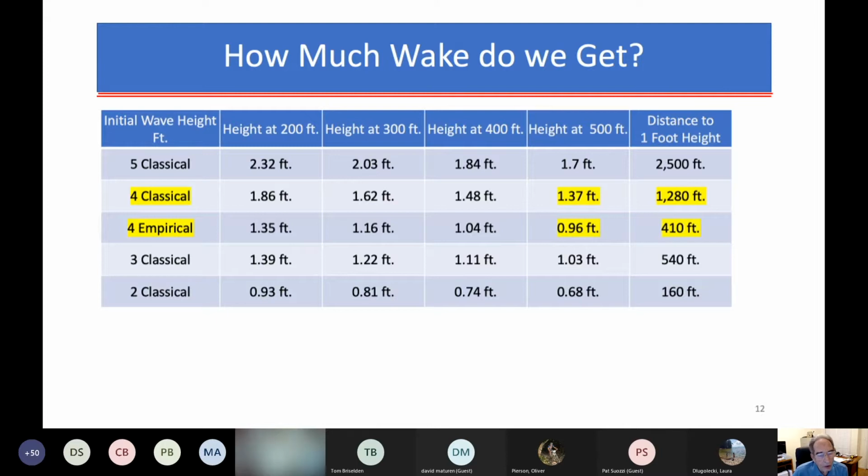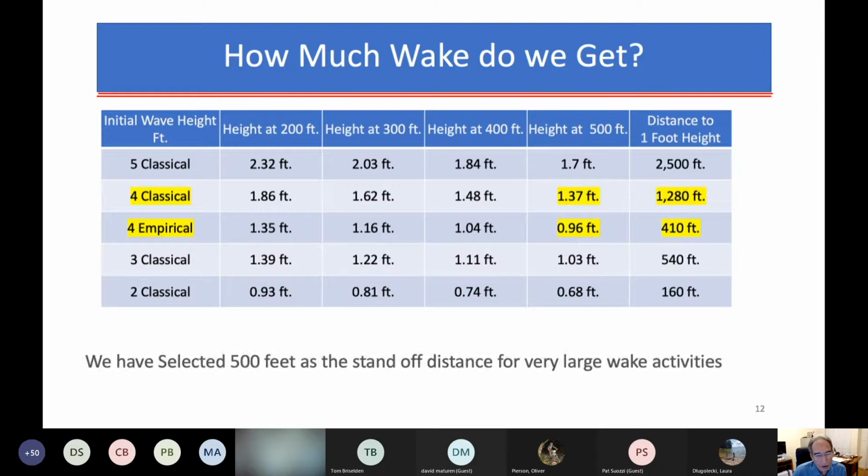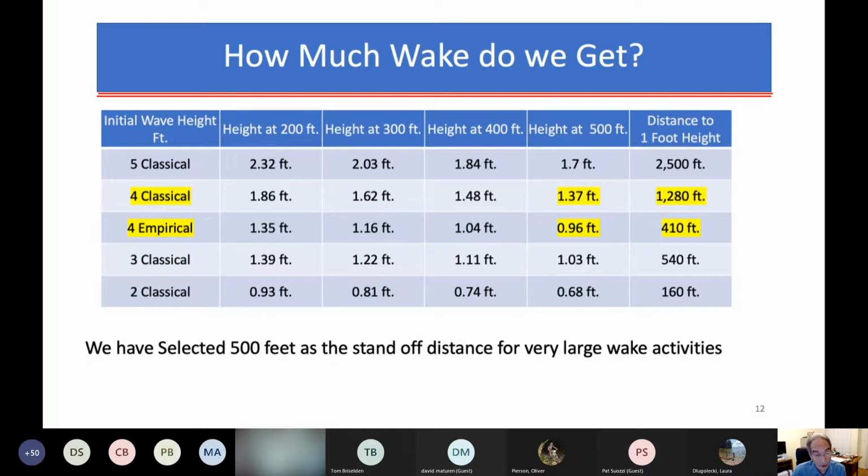For the empirical, the actual measured wave heights from a wake boat, they are considerably less. So the 1 foot height shows up at about 410 feet, or without splitting hairs here, the height at 500 feet is 0.96, so we'll just round that off to 1. So you can see that the actual wave height is a little different than the classical one. But nevertheless, the wakes produced by these boats are still very significant and of some considerable concern.